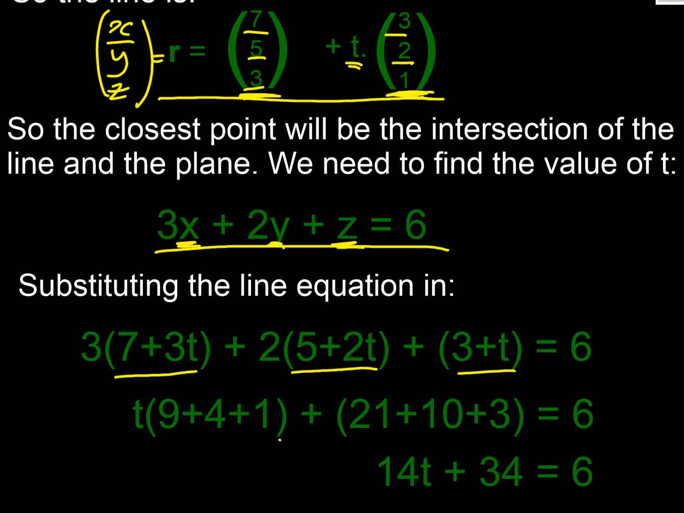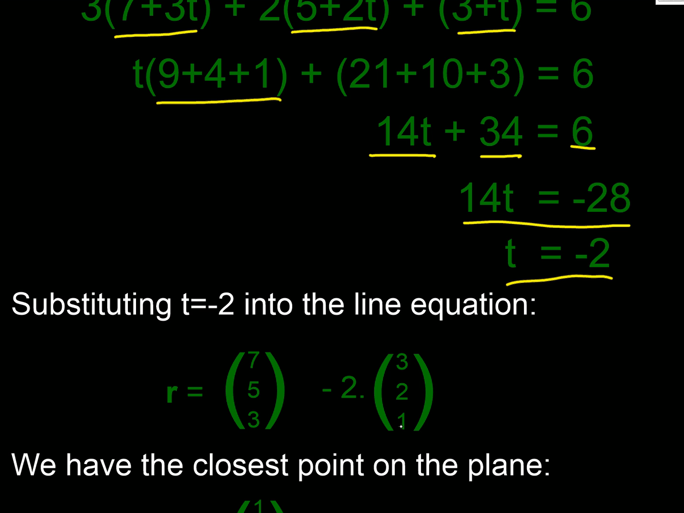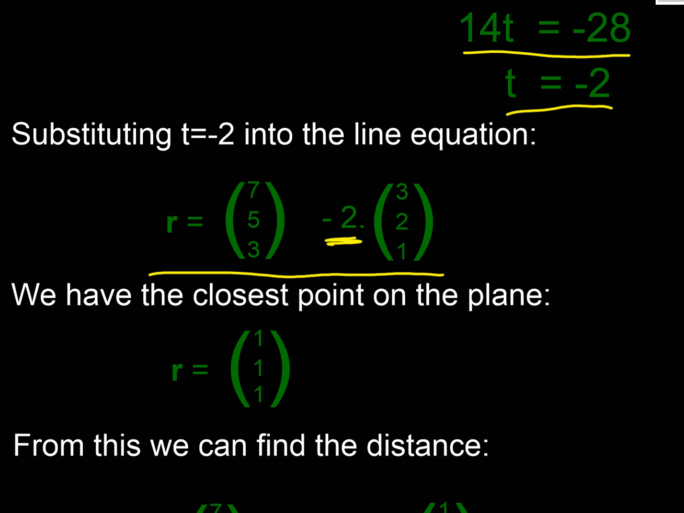Then I collect up my terms and I end up with 14t, and then I've got units here, 34 and 6 on the other side. Therefore 14t equals minus 28 and t equals minus 2. Now if t equals minus 2, I can substitute that into my line equation. So there's my minus 2 for my t. I know what the two vectors are, so I calculate that out and I find that my closest point, my nearest point on the plane to the point, is 1, 1, 1.